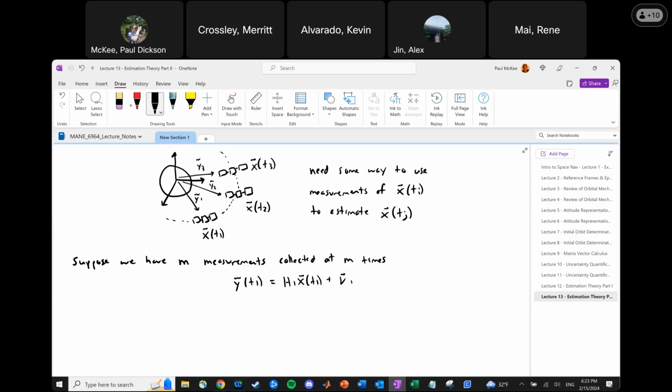Actually, you know what? This is a scalar, right? This is a scalar measurement of X. And then Y with the squiggle, but not the vector. This is a scalar measurement. Y at T2 is equal to H2 X at T2 plus nu 2, and then all the way down to Y at T m is equal to H m X of T m plus nu m.